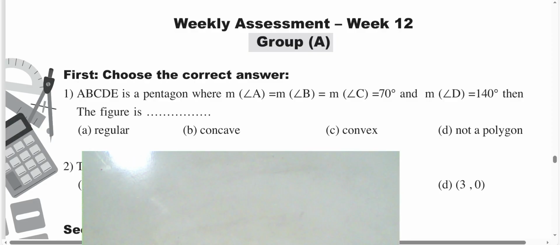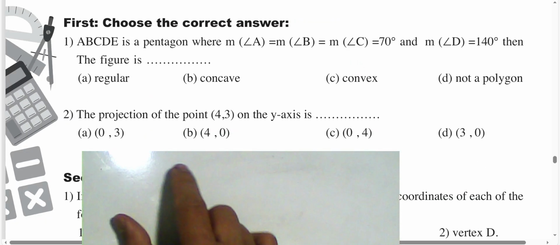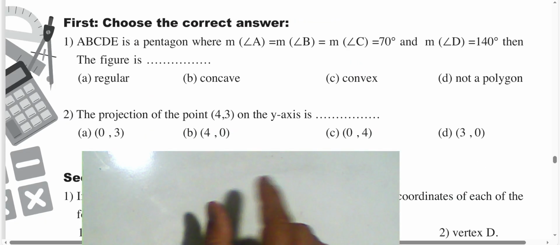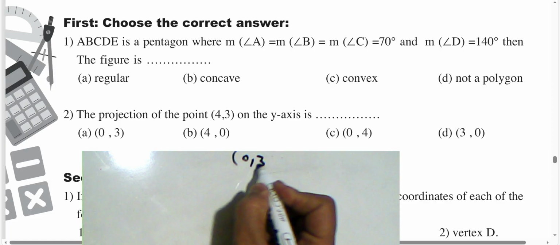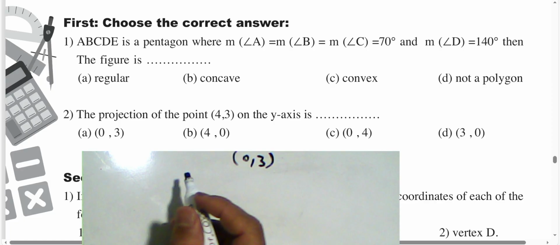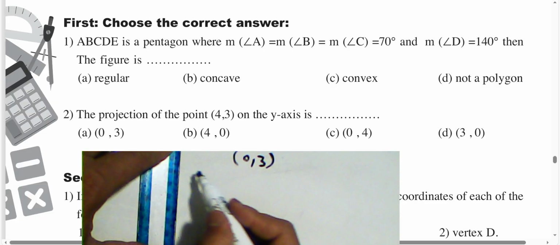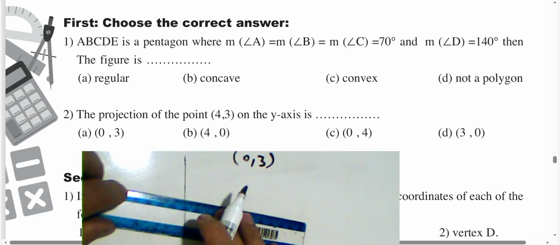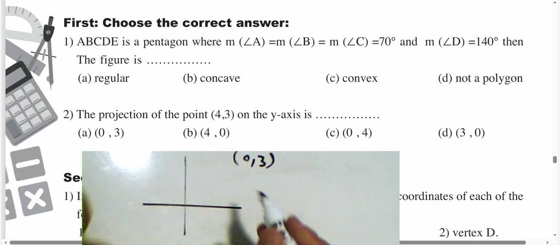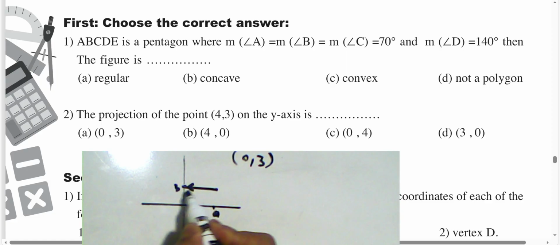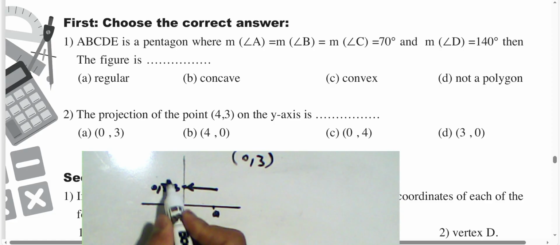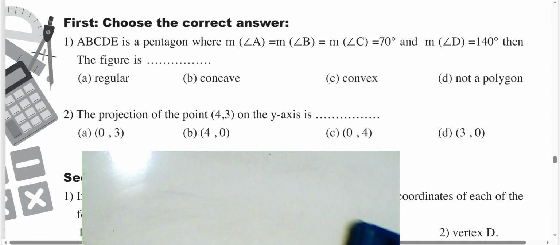Okay, next question, number 2. The projection of the point (4, 3) on the y-axis: we must cancel x and write y. Then our answer here will be (0, 3). Or you can do it with coordinates. Look at here. We have the point (4, 3). The projection of this point on the y-axis will be this point. It will be (0, 3). And the answer will be (0, 3).